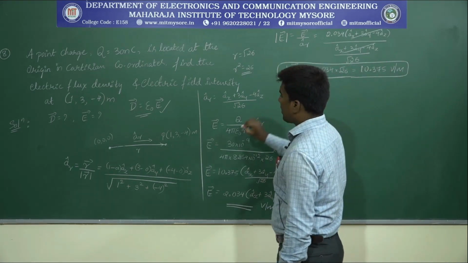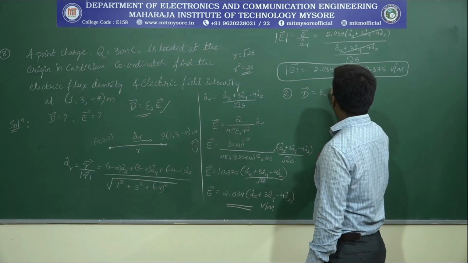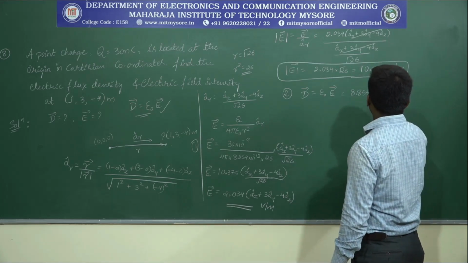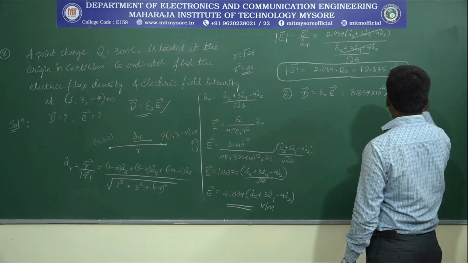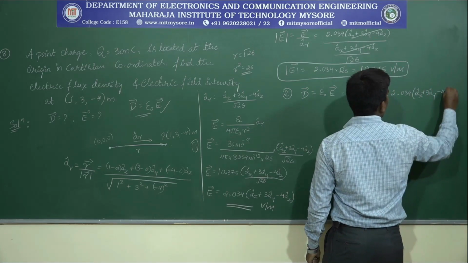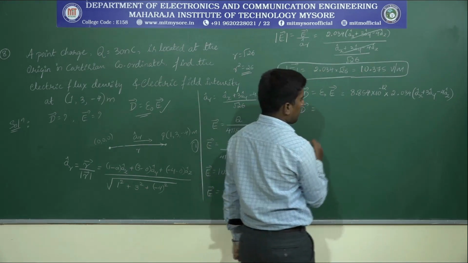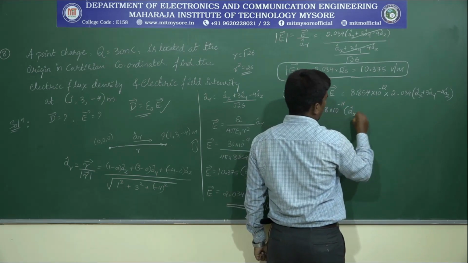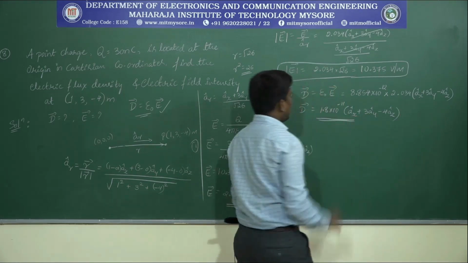What is the second quantity we need to calculate? This is the first quantity we have calculated. What is the second one? D is equal to epsilon naught into E. That is given by 8.854 into 10 power minus 12 into E. What is the expression for E? 2.034 into a cap x plus 3a cap y minus 4a cap z. This is the expression. Now we need to solve. D is equal to how much? 1.8 into 10 power minus 11 times of a cap x plus 3a cap y minus 4a cap z. Okay, this is the expression we have got.